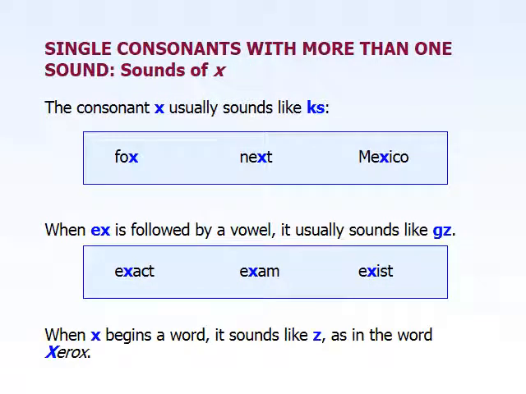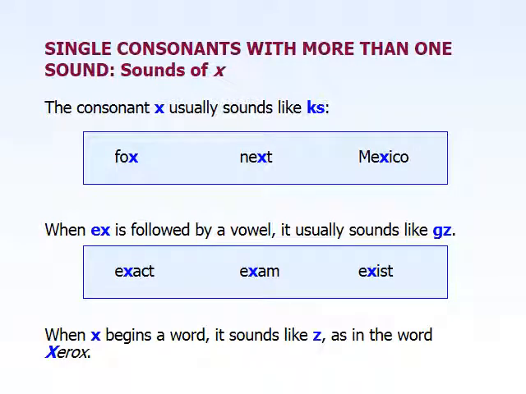All right, and so here's our last one. We have X. We have three different sounds for X. We have the KS sound, which is the most common. So when we have fox, next, and Mexico, it sounds like a K and an S.